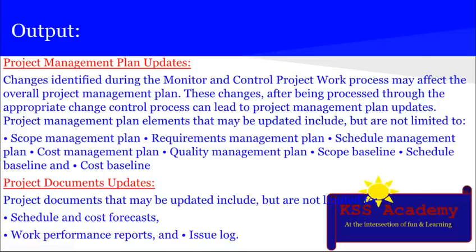The next output is PM plan updates. Changes identified during the monitor and control project work process may affect the overall project management plan. These changes, after being processed through the appropriate change control process, can lead to project management plan updates. Project management plan elements that may be updated include scope management plan, requirement management plan, schedule management plan, cost management plan, quality management plan, scope baseline, schedule baseline, and cost baseline.